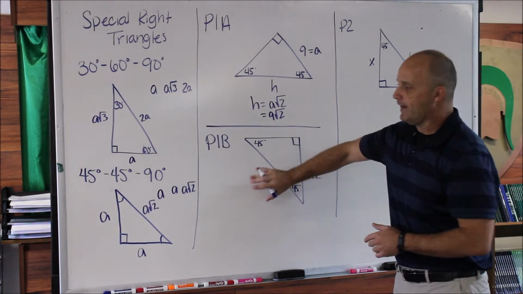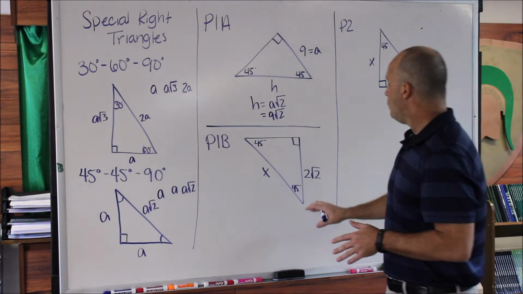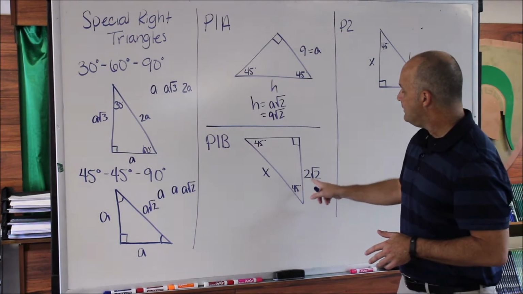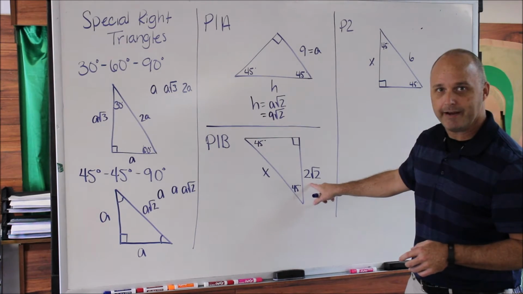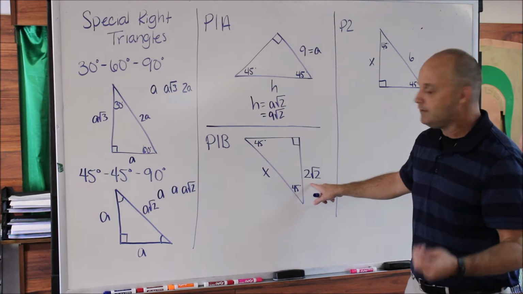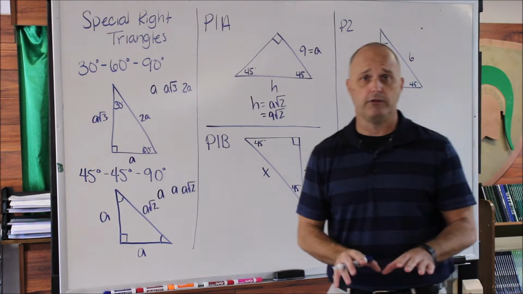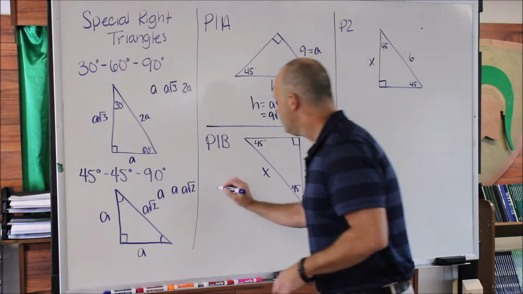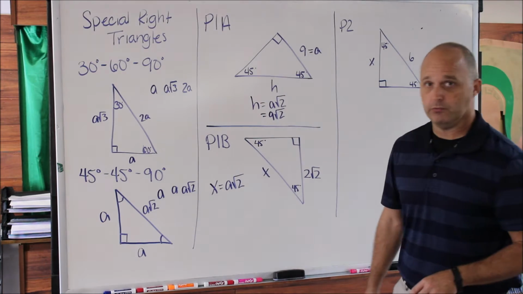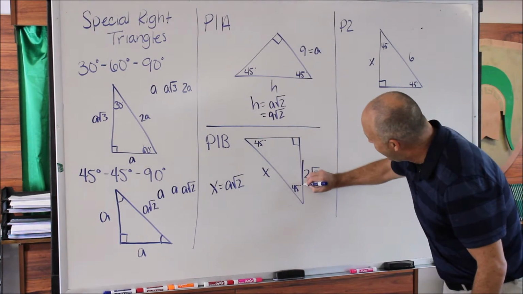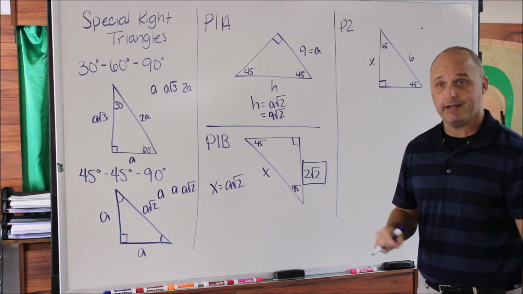Now the second problem that we've got here is going to be more complicated than the first. What we're given here, instead of a regular old integer being the length of the side, or the a value, is 2 square root of 2. But you're going to follow the same rules. x is equal to a square root of 2. This entire thing right here is a. 2 square root of 2 is a.